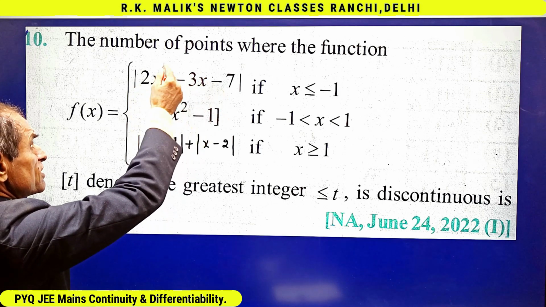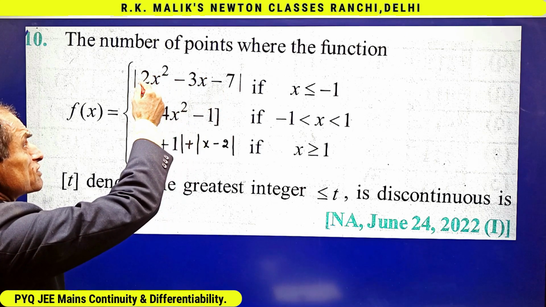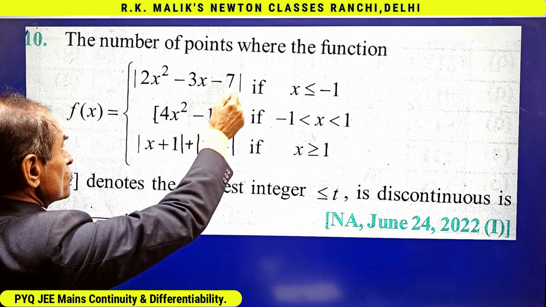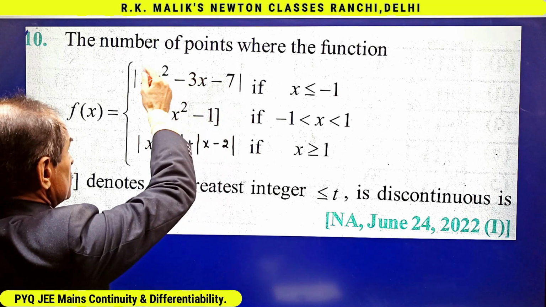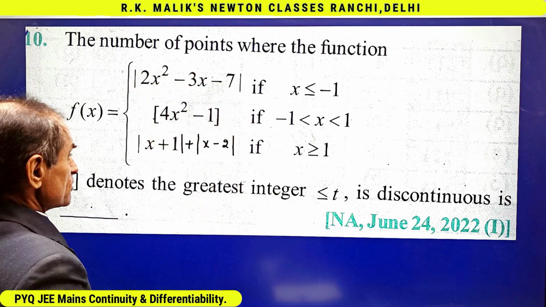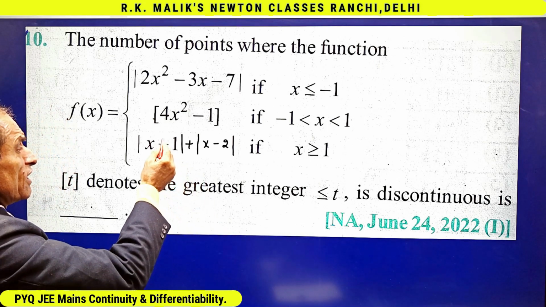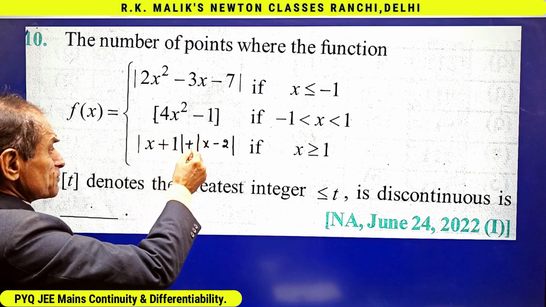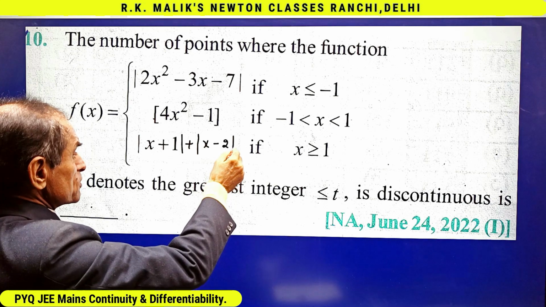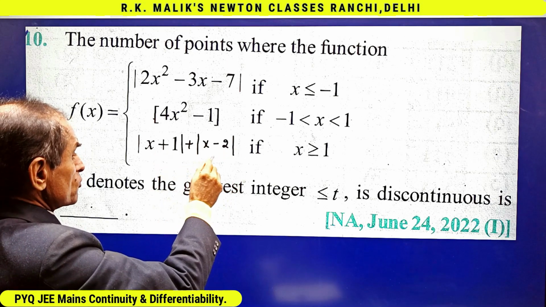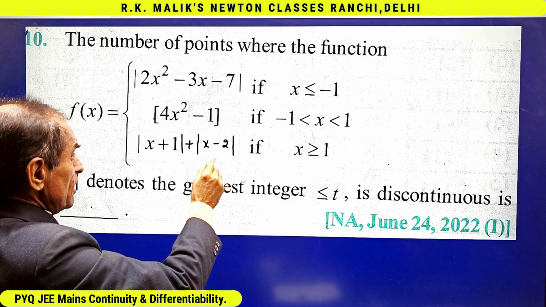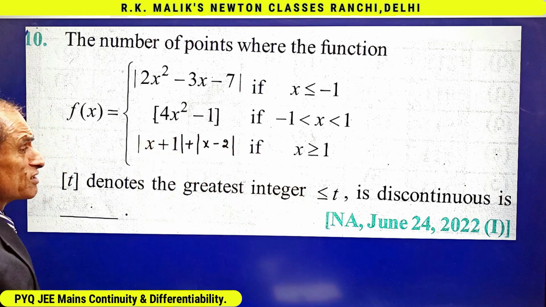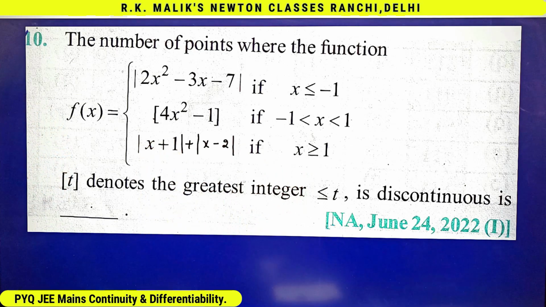the interior portion is a polynomial, and a polynomial function is always continuous, and we also know that the modulus of a continuous function is also continuous, hence this whole is always a continuous function. Similarly, x plus 1 is continuous, hence mod of x plus 1 is continuous. x minus 2 is continuous, hence mod of x minus 2 is continuous. And continuous plus continuous is also continuous. Hence for x less than minus 1 and for x greater than 1, the function is sure to be continuous.